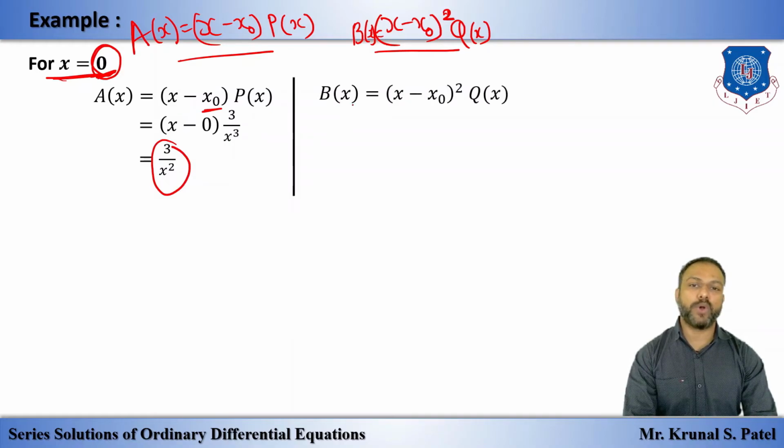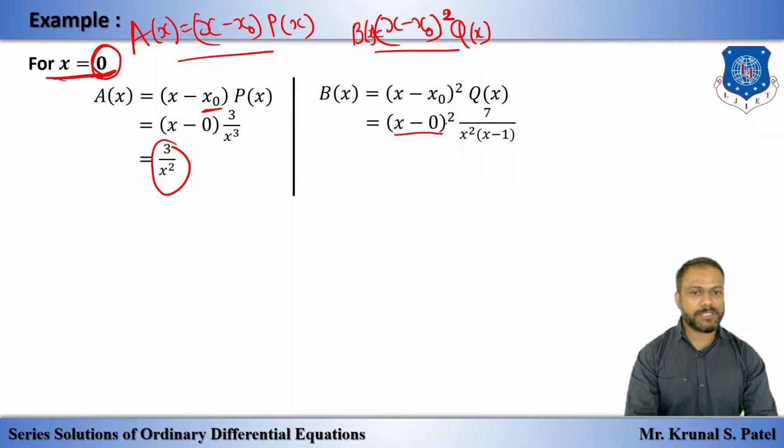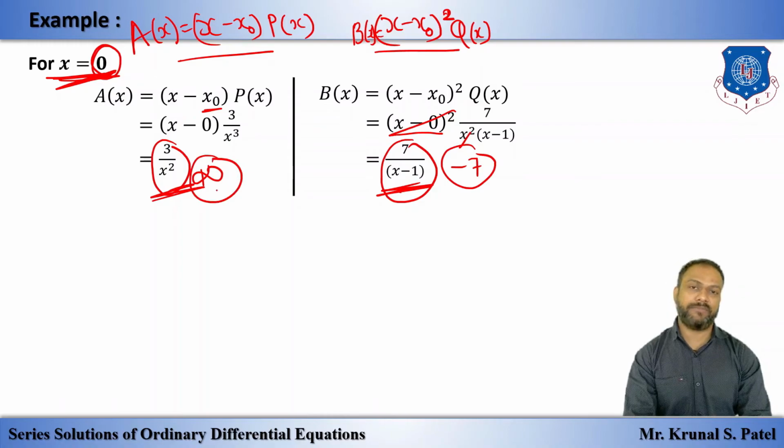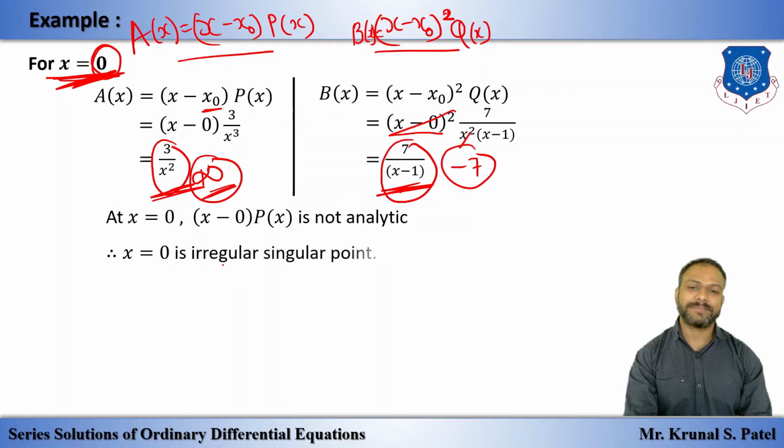In a similar way, we will find B of x equal to x minus x0 whole square into q of x. So x minus 0 whole square, and we already know the value of q of x. So x square cancels out, and we have 7 upon x minus 1. Now we have both the values A of x and B of x. Now we will put x equal to 0 in these two answers. If we put x equal to 0, this becomes infinite and this becomes minus 7. This is finite but this is infinite, and as we know from the chart or from the definition, if either of these two becomes infinite, then this point is called ISP, irregular singular point.